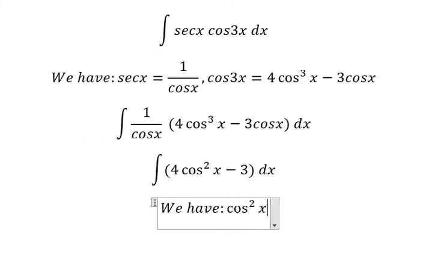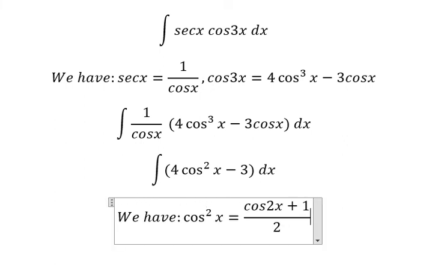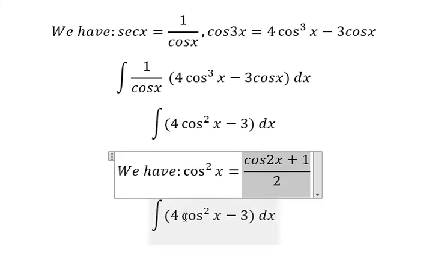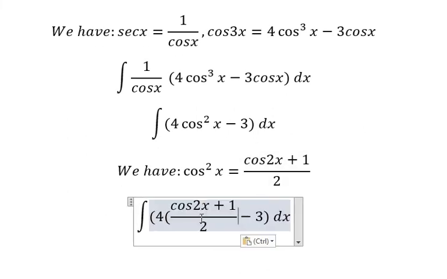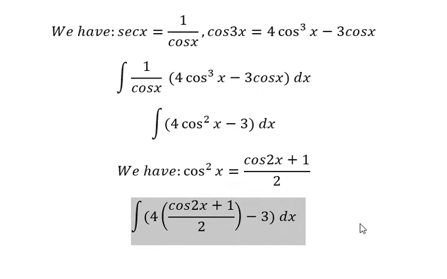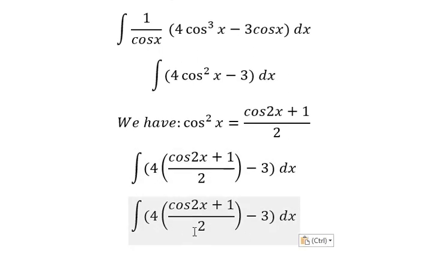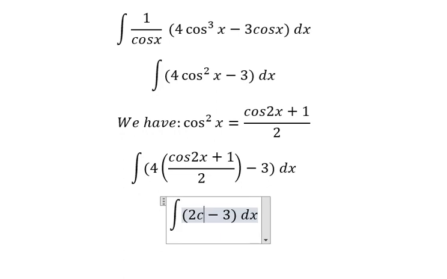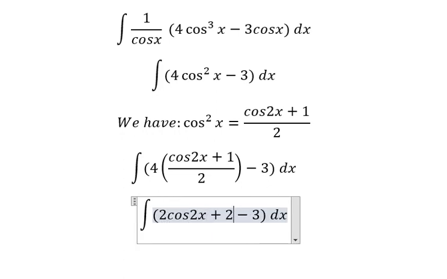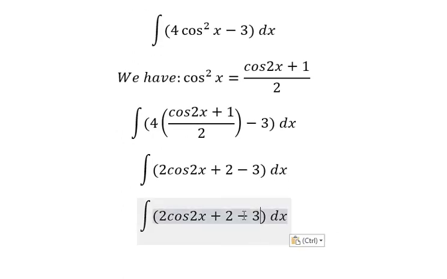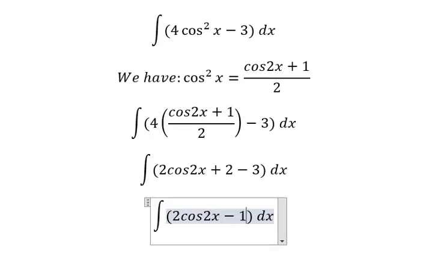Cosine x squared equals cosine 2x plus 1 over 2. So I will put this one in here. So we have 4 divided by 2, so we have number 2 multiplied by cosine 2x and number 1. So 2 minus 3, you get negative number 1.